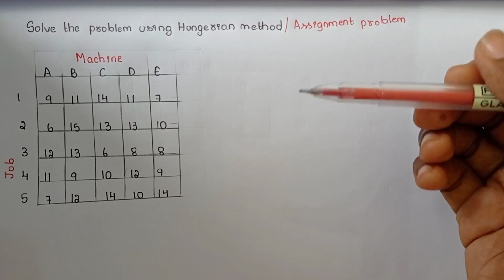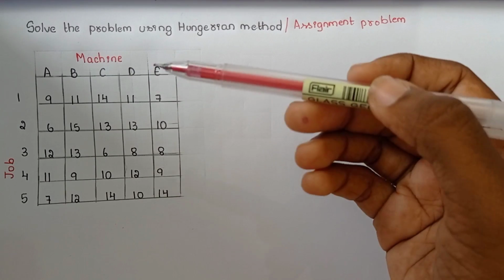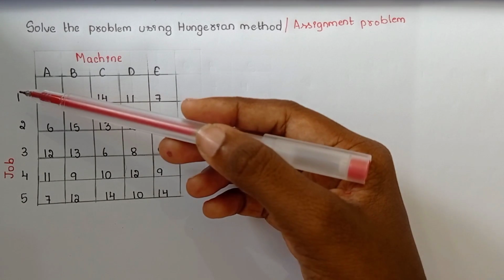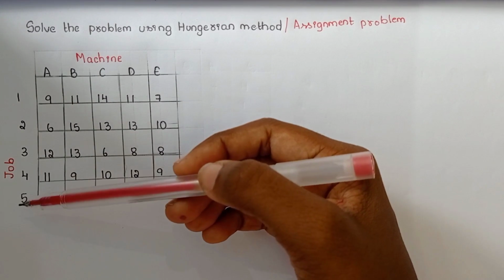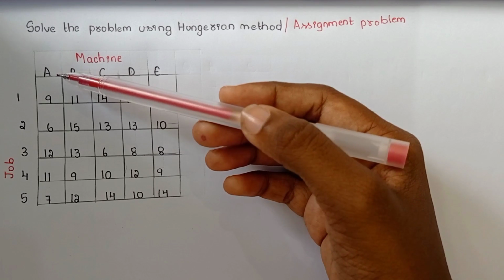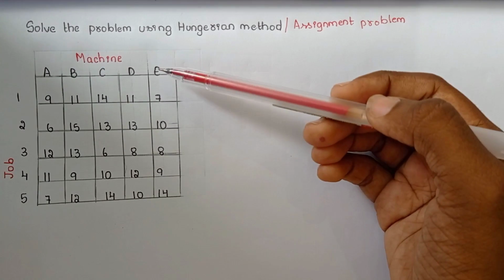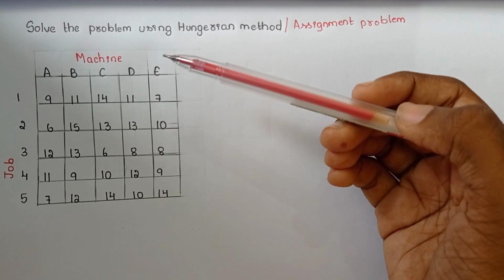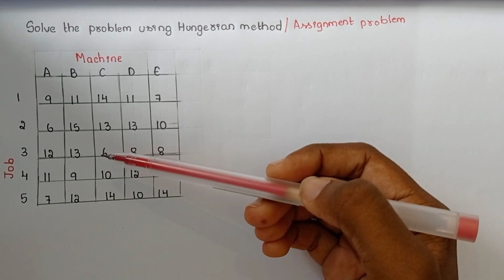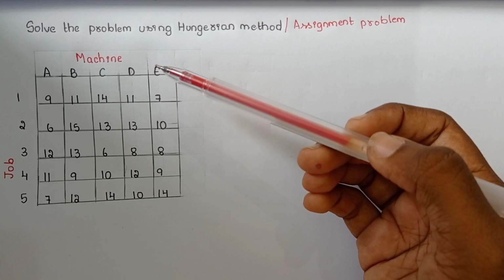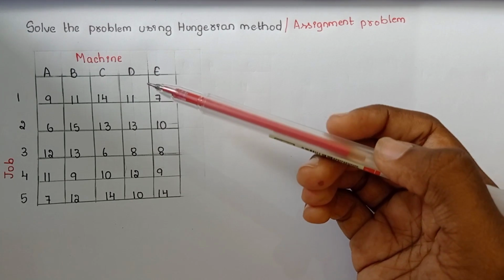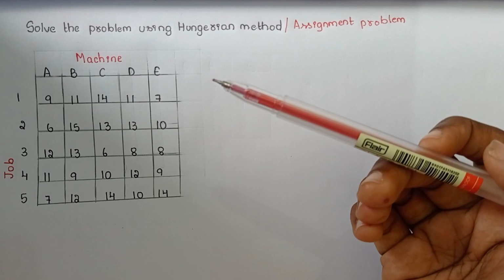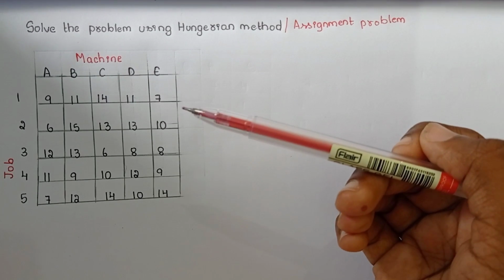But in the Hungarian method, we have to check whether the number of columns and rows are equal. In this sum, the number of rows is 1 2 3 4 and 5, and the number of columns is 1 2 3 4 and 5. If the number of rows and the number of columns are equal, then it is said to be a balanced problem. If they are not equal, then it is known as an unbalanced problem. In case of an unbalanced problem, we have to add some dummy row or dummy column in order to convert it to a balanced problem.